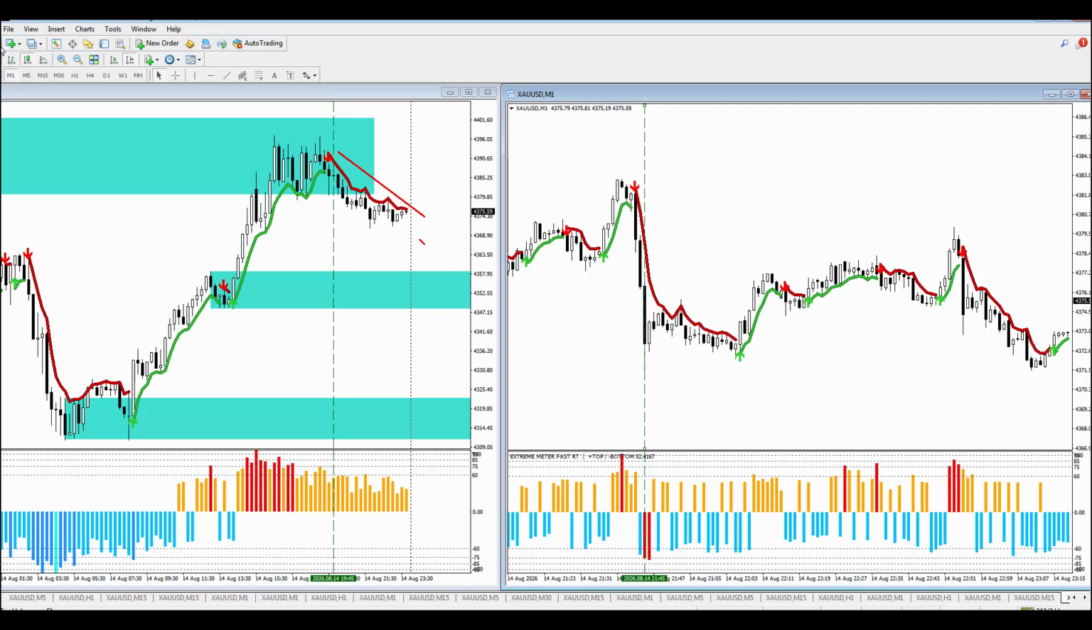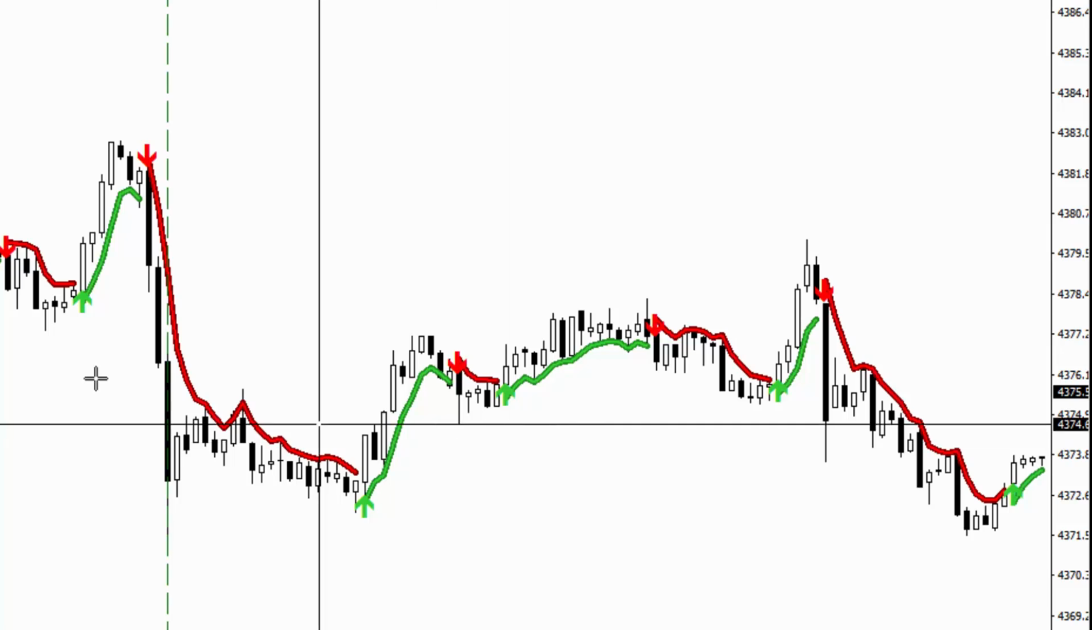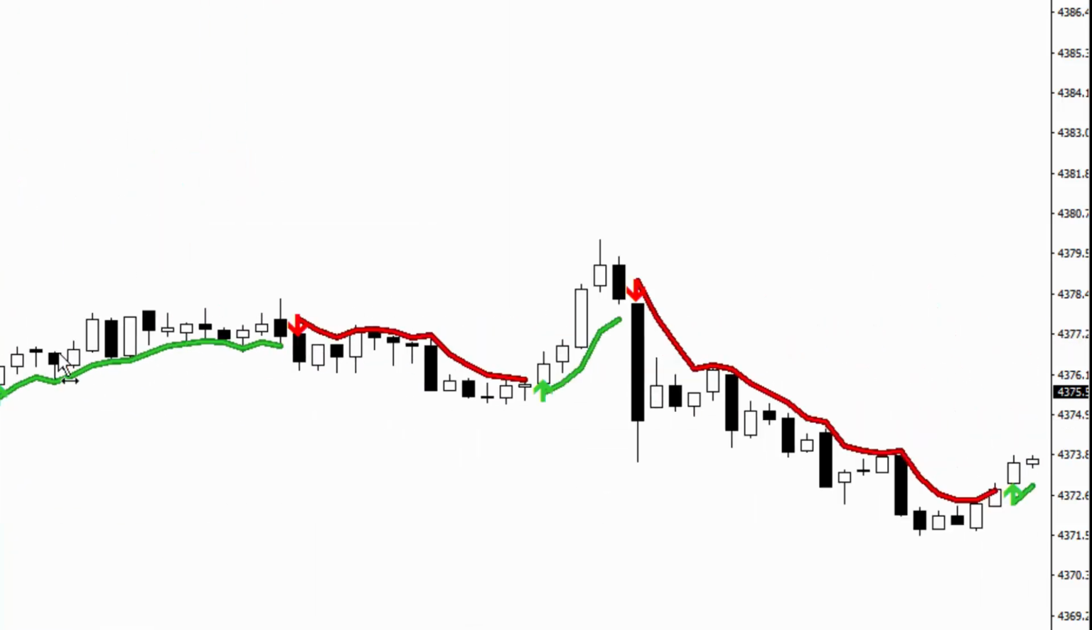a red histogram. So you can see that as we go up again, we get the print of a red histogram. Now at the red histogram you don't necessarily go short. What you wait for is a red down arrow to tell you that you can start selling, and then you start sniping off the red line. So let me enlarge that, and you'll be able to see that a little bit better.